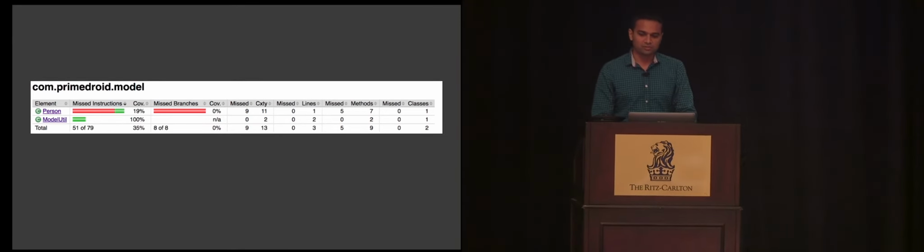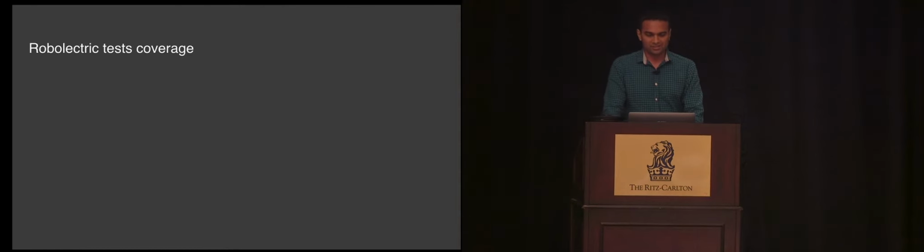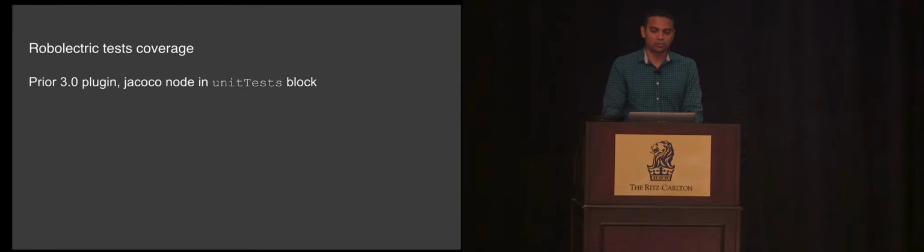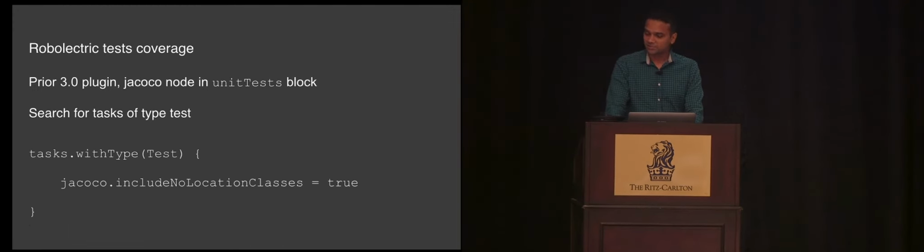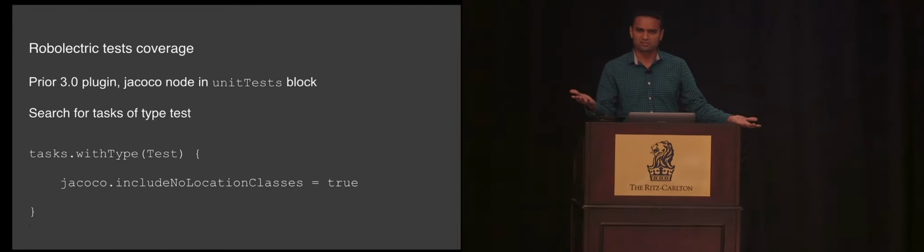A couple of small points here. One is Robolectric tests. There seems to be some issue with Robolectric tests. You need to specify includeNoLocationClasses as true for the JaCoCo node. The JaCoCo node is not supported anymore in the unit tests block. So the workaround for that is to search for all the tasks of type test and then specify includeNoLocationClasses as true for that. So in case you're using Robolectric tests and you see your coverage is not matching, this might be the issue.